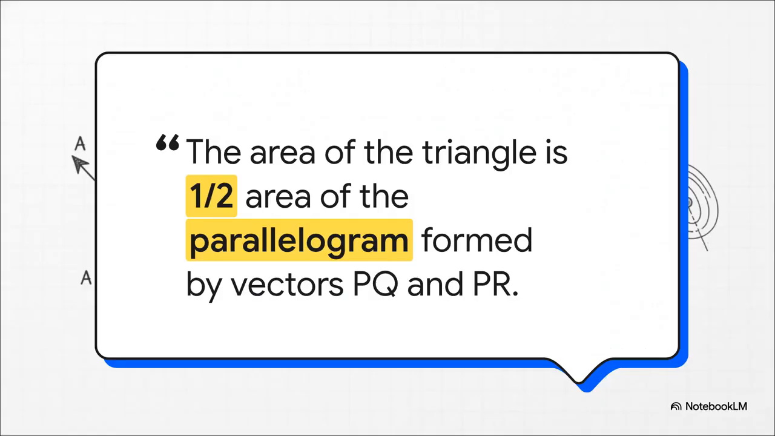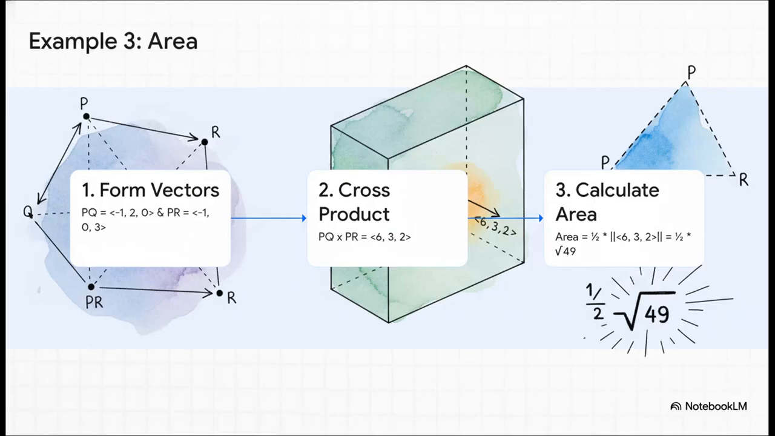And for our last example, we get to see one of the coolest geometric tricks the cross product has up its sleeve. It turns out that the magnitude of the cross product isn't just some random number, it's exactly equal to the area of the parallelogram made by the two original vectors. And this fact gives us an amazing way to find the area of a triangle. So if you're given 3 points in space, P, Q, and R, here's the game plan. First, you make two vectors that start at the same point, like PQ and PR. Next, you find their cross product.